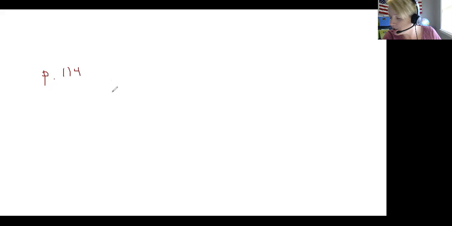Okay, I'm on page 114 and I'm going to do problem number 35. Okay, so 35, it says write the equation of each line in slope-intercept form. Okay, I flipped back to my slope-intercept formula on page 106, and I see that my slope-intercept form is y equals mx plus b. Okay, y equals mx plus b. I want to make my equation look just like that one.